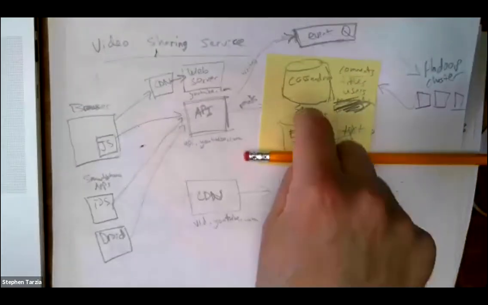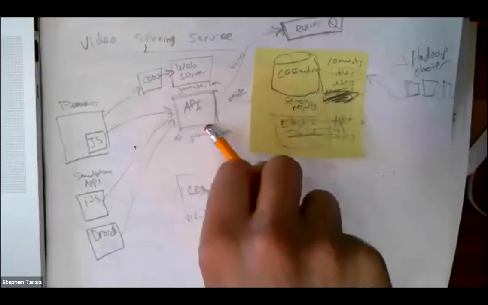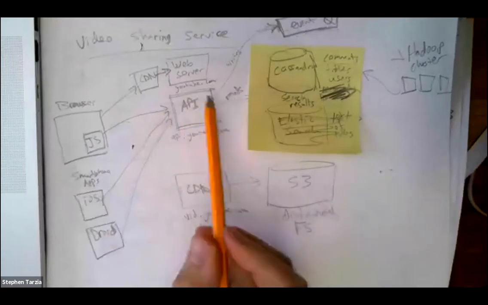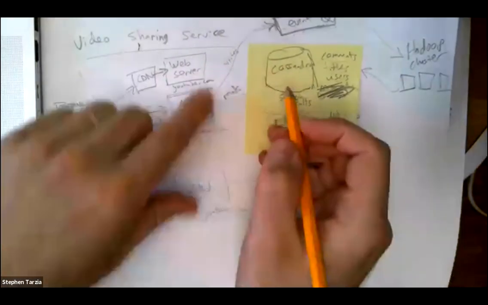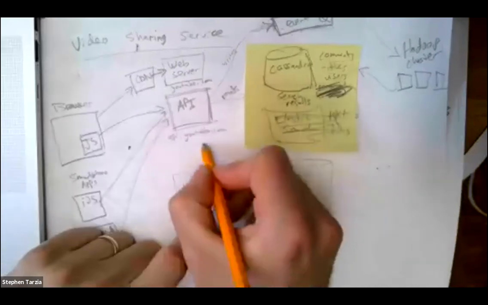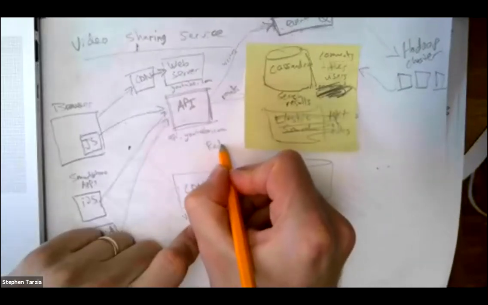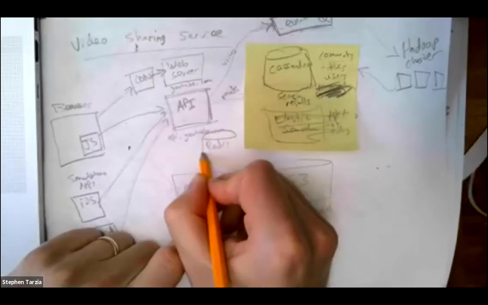So you could even cache these search results here in the front end. You don't even need to. You could use, for example, just to show how flexible these designs are, a Redis cache here.